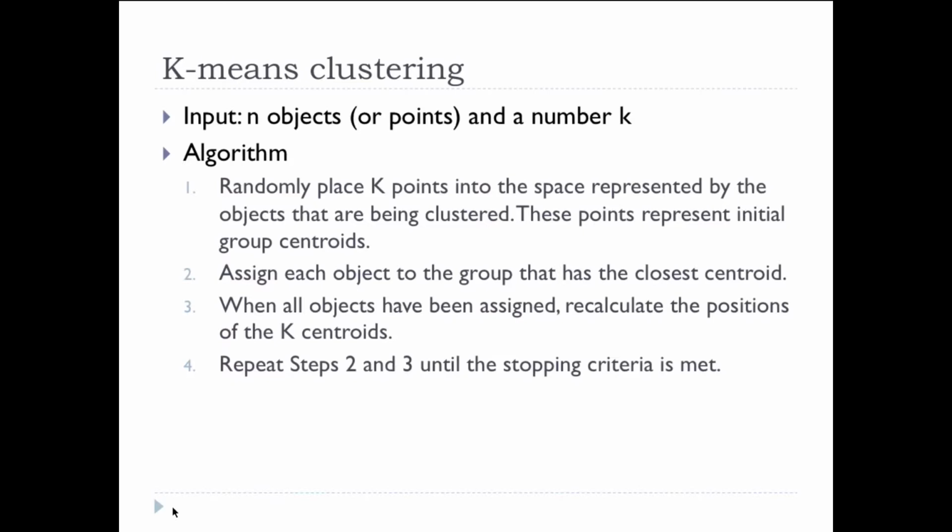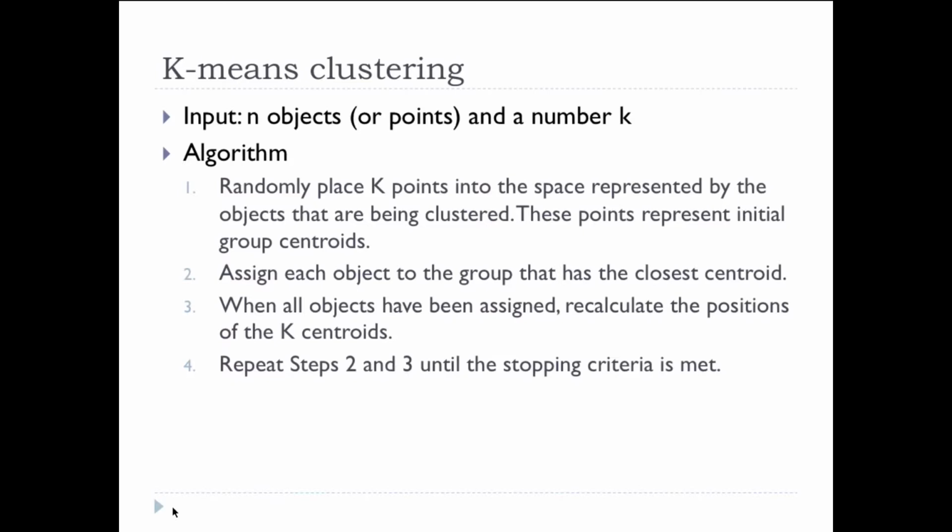We randomly place k points into the space representing the objects that are being clustered. These points represent the initial centroids. Centroids here are basically just a measure. We're going to use the concept of centroid to measure the closeness of points in space. We're going to assign each object to the group that has the closest centroid. The centroid has been chosen randomly.